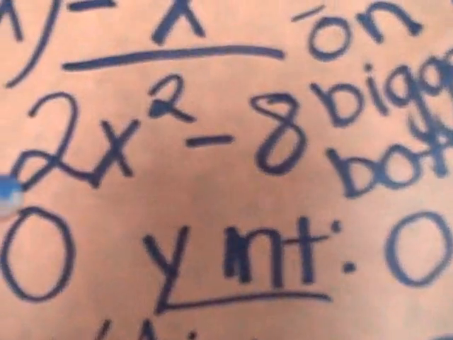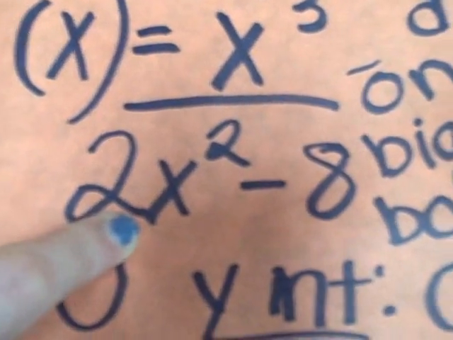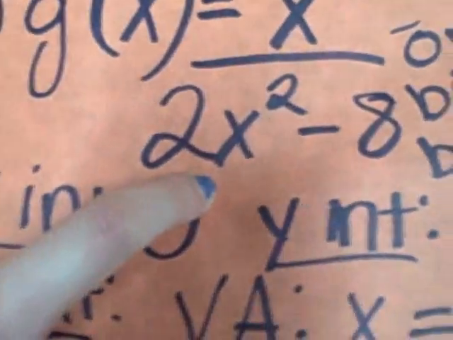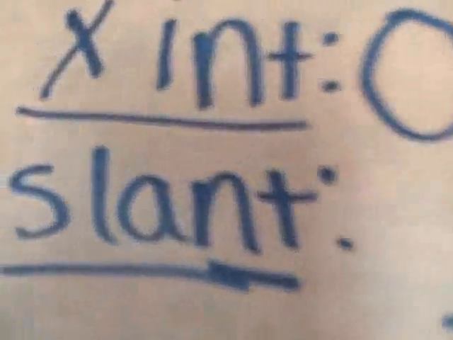The vertical asymptotes are at x equals 2 and x equals negative 2, because if you put 2 in for x here, you're going to get 0 on the bottom, and if you put negative 2 in for x, you're going to get 0 on the bottom. Okay, so since there's a slant, there's no horizontal asymptote.